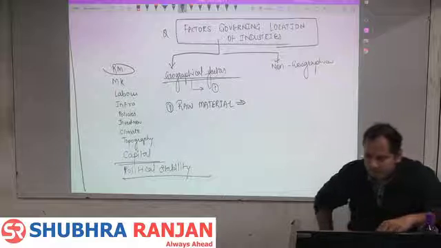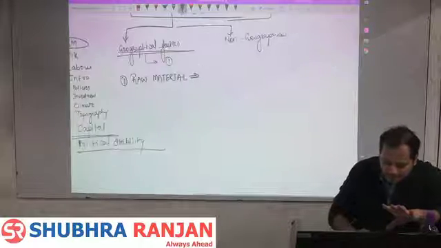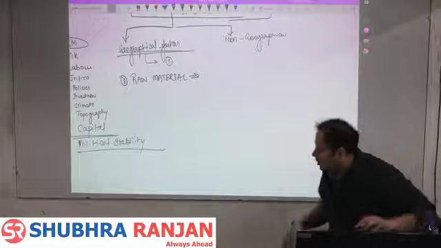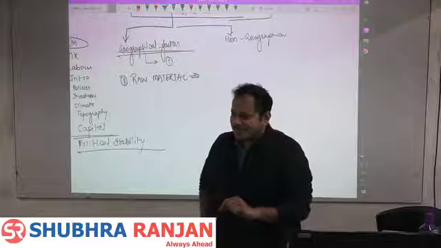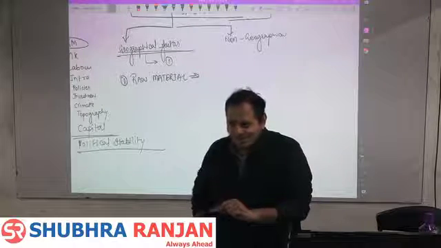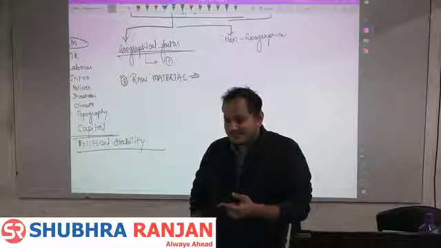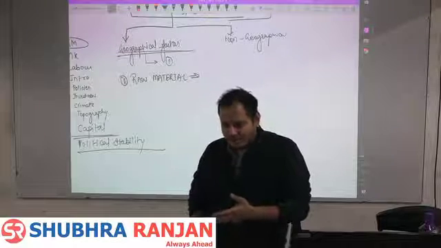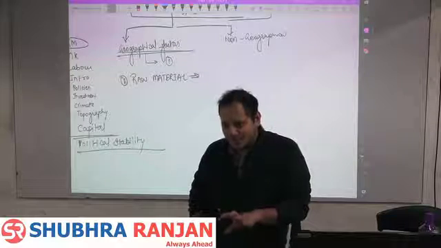Fine, raw material, and based on the raw material, what are the three types of industries? Based on the raw material, three types of industries: weight loss, weight gain, and footloose industries. These are the three. The industry that does not need raw material is a footloose industry.